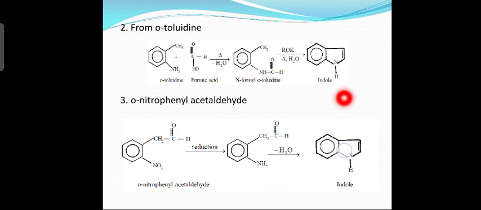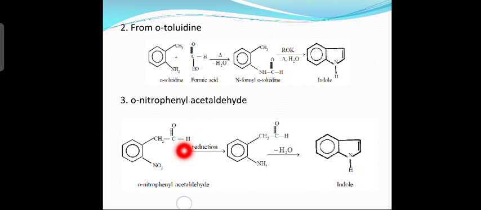Indole. Now the third method is from orthonitrophenylacetaldehyde. Orthonitrophenylacetaldehyde undergoes reduction with iron powder and sodium bisulfite solution. So reduction takes place with the iron powder and sodium bisulfite solution.